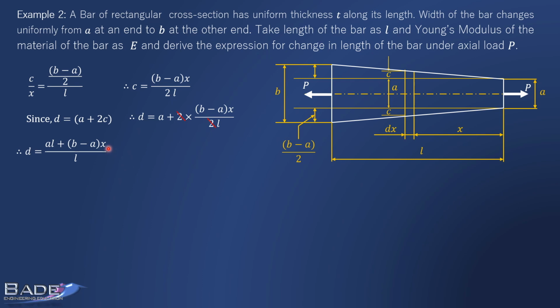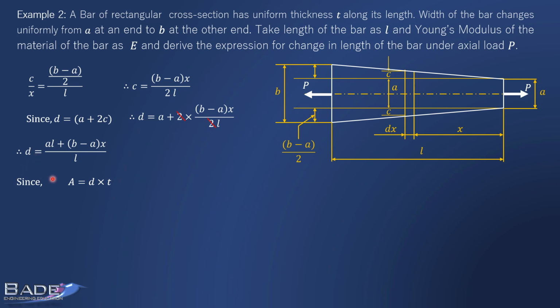If you put x equal to 0 here, then you will get width A, check here. And if you put x equal to L, then AL and minus AL will get cancelled, and you will get width as B. So this is that width of the cross section at distance x. What is the cross sectional area here? A into T. What is the cross sectional area here? It is B into T. And what is the cross sectional area here?